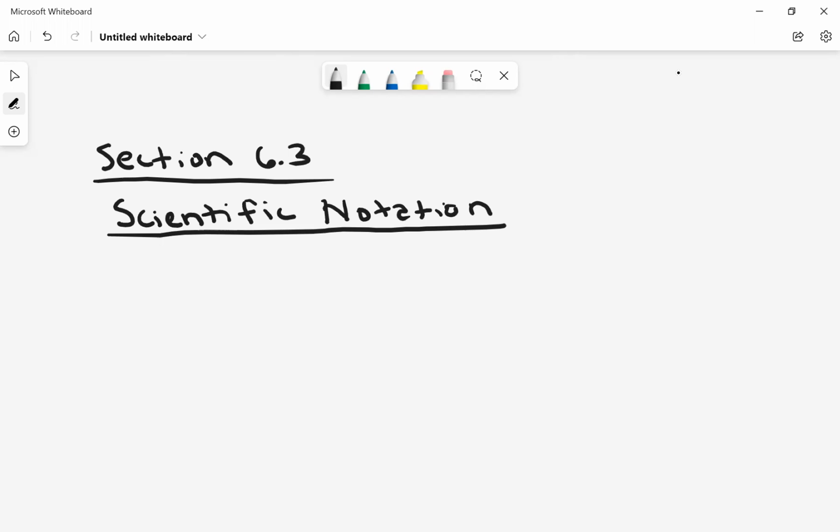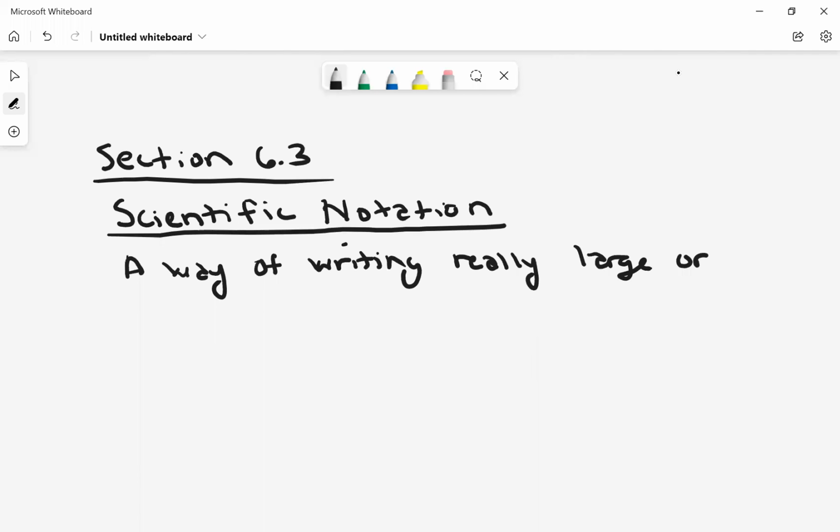So scientific notation was introduced in order for us to handle really large numbers and really small numbers without needing to write them out. So it's a way of writing really large or really small numbers.